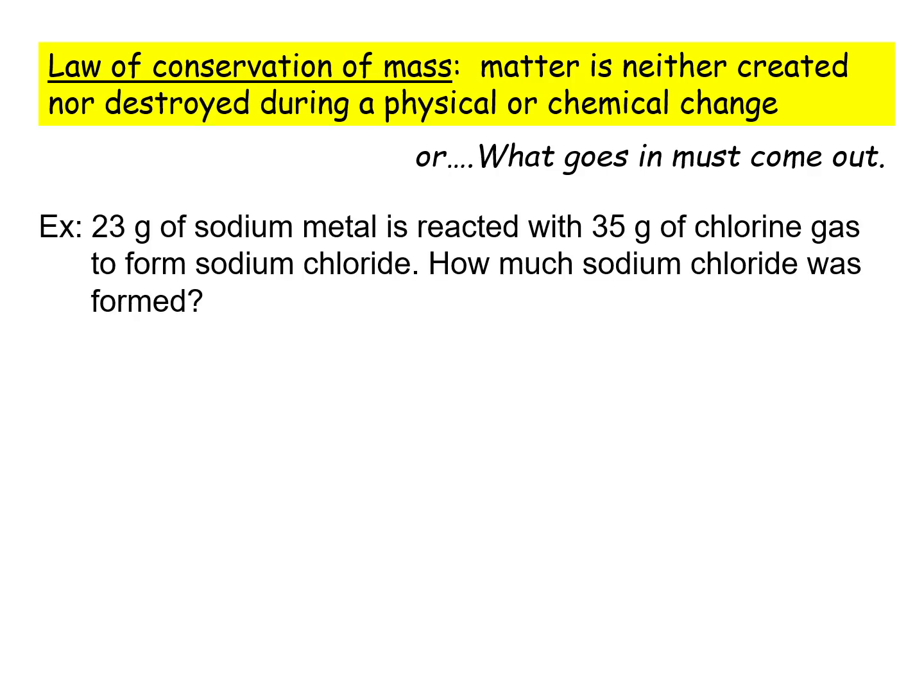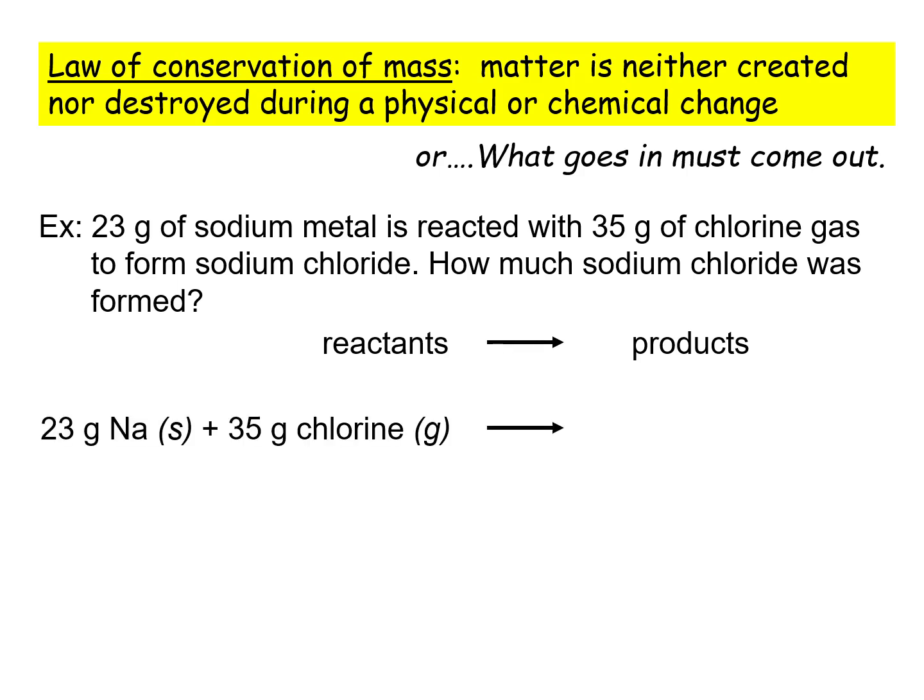So the example we saw before was that 23 grams of sodium reacts with 35 grams of chlorine gas to form sodium chloride, and how much sodium chloride was formed. And so using the general reaction equation, we said that, well, if you have 58 grams of stuff going in, you better get 58 grams of stuff coming back out. So now let's add to this a little bit.